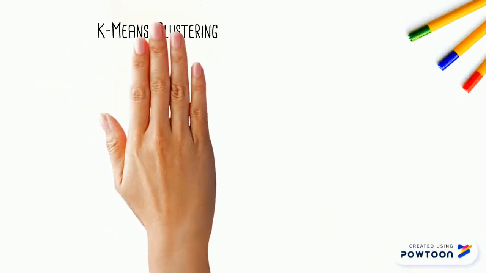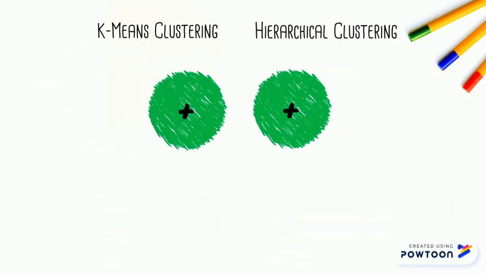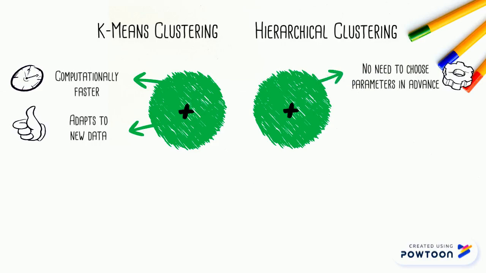Now let's compare advantages and disadvantages of these two clustering algorithms. K-means has the following advantages. Quite often it is computationally faster than hierarchical clustering if the number of clusters is small. Another benefit is that it easily adapts to new data. Meanwhile, for hierarchical clustering, you don't need to choose any parameters in advance, and dendrogram is visual and very easy to interpret.